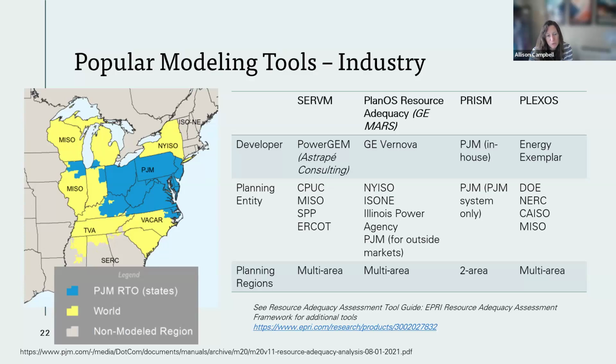PRISM is an in-house tool to PJM. I've included this here because it is black box to everyone outside of PJM, but it's modeled a little bit off of MARS. Then PLEXOS is developed by Energy Exemplar. These tools have different assumptions for the planning regions. Obviously there's a lot of different nuances to these tools.